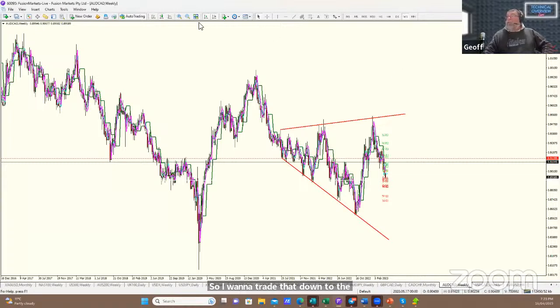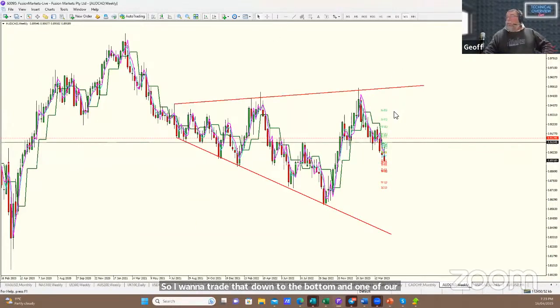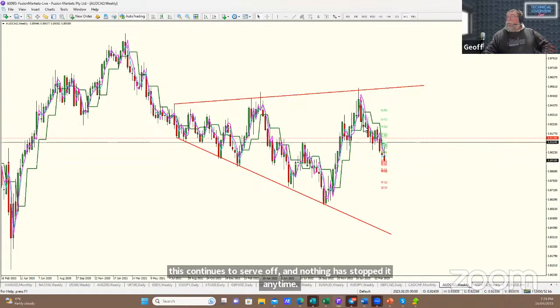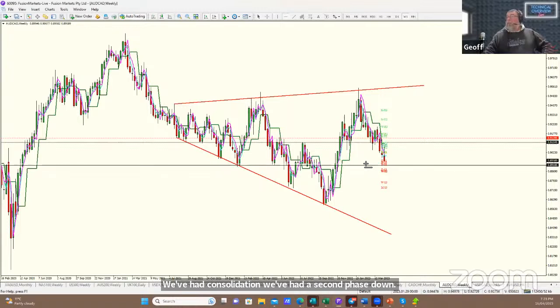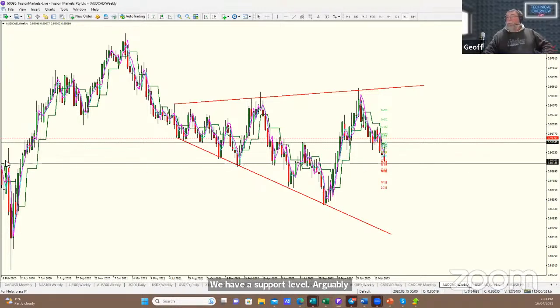And what have I got this week in terms of candle? Well, this continues to sell off, and nothing has stopped it any time in the recent past. We've had one phase down. We've had consolidation. We've had a second phase down. We had a support level. Arguably, we're at a decent support level. Resistance through here, support through here, support through, blah, blah, blah. So what am I expecting here? Well, I'm expecting a retracement. And what does a retracement give me? It gives me an opportunity to sell the rally. So that's the weekly chart.